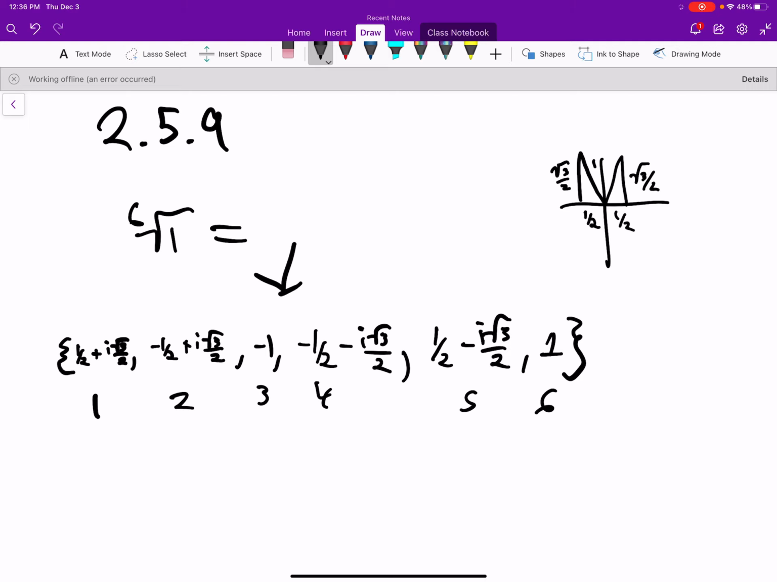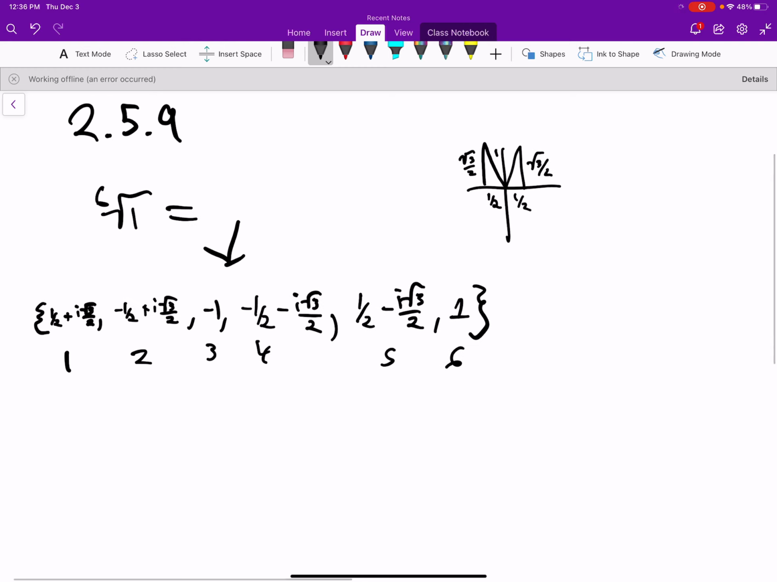And let me give you an idea of what a primitive element kind of looks like. So first, we're going to go ahead and just draw all these roots. This is the first root. This is the second root. This is the third root. This is the fourth root. This is the fifth root. And this is the sixth root, or just the sixth one.